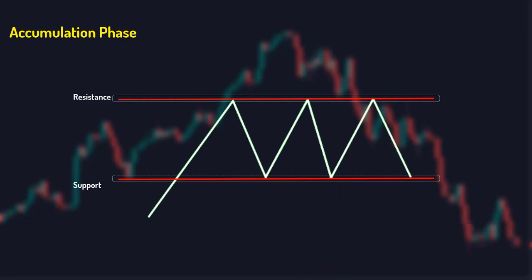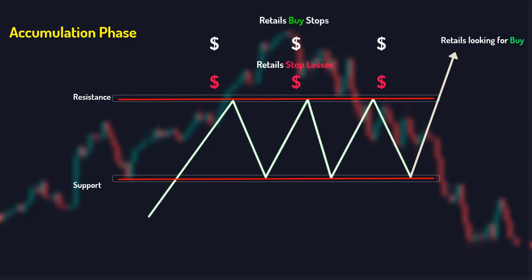In the same scenario, on the buy side, when we encounter a resistance level at the top of the equal highs, we understand that many retail traders are looking to sell if the price reaches this resistance level, setting their stop loss above it. Additionally, we anticipate buy stop orders placed by retail traders in case the price breaks through the resistance level, with the expectation that the price will continue to rise after the bullish breakout.